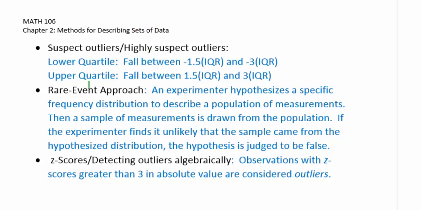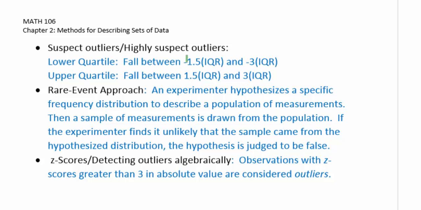Now we mentioned earlier that we're going to multiply our interquartile range by 1.5, and if we subtract that amount from our lower quartile, we will find outliers below the median, and if we add 1.5 times the IQR to the upper quartile, that will find any outliers above the median. When we multiply by 3, that's finding extreme values compared to our data.